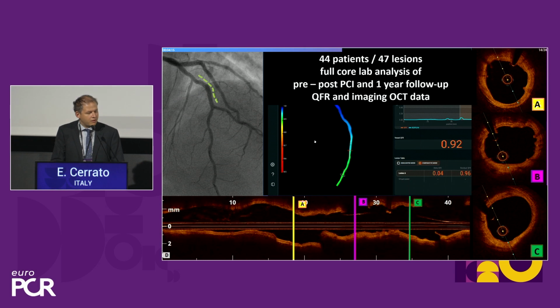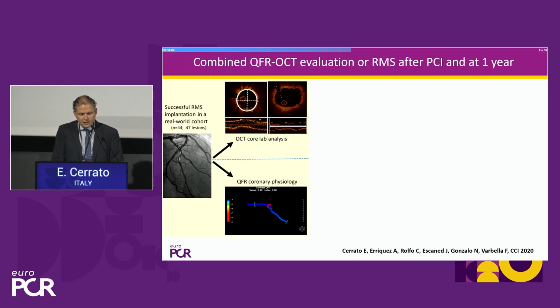and again, it was a great effort for the core lab to analyze slice by slice and have a pairing analysis pre-PCI, post-PCI, and 1-year follow-up of such data. But we can learn a lot combining together that information. As you can see, we can have anatomical information and also functional non-invasive information.